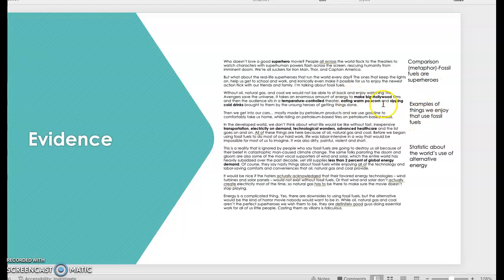He also lists or gives some examples of things we enjoy that use fossil fuels, such as big Hollywood films, temperature-controlled theaters, warm popcorn, and sipping cold drinks. He continues to do some of this in the next paragraph as well, talking about transportation, electricity, and so on. And finally, he gives one statistic. Less than 2% of global energy demand is being generated by alternative sources. And this is a statistic about the world's use of alternative energy, not a statistic to show that the energy itself isn't working.